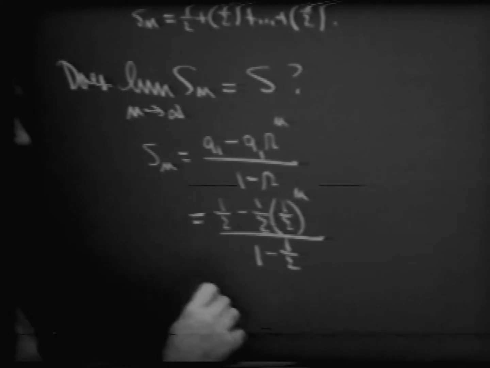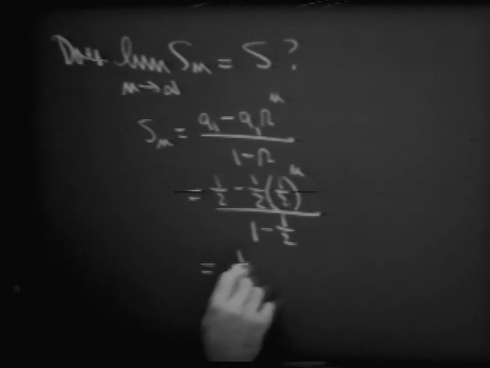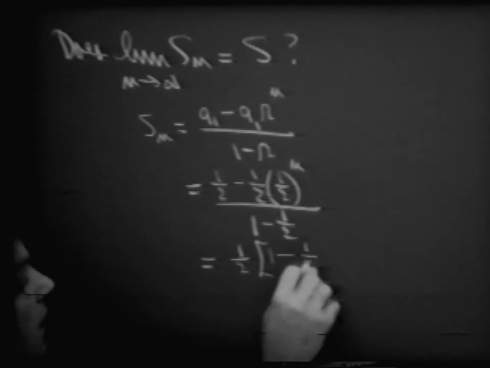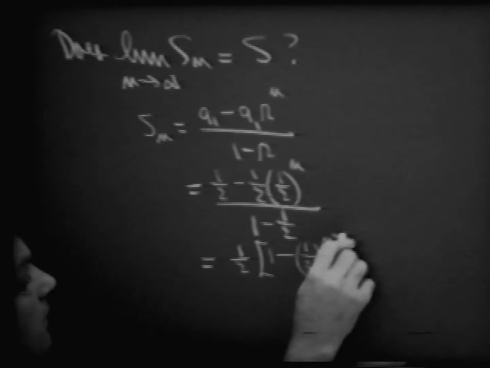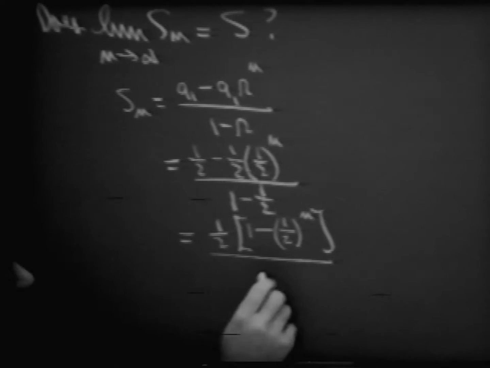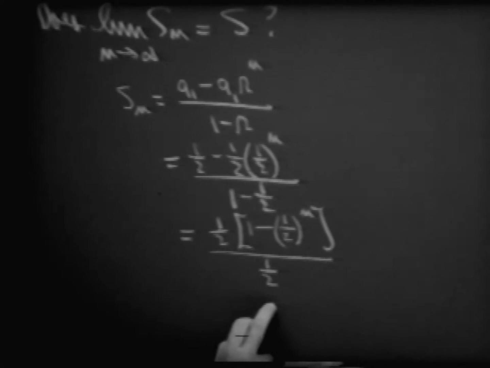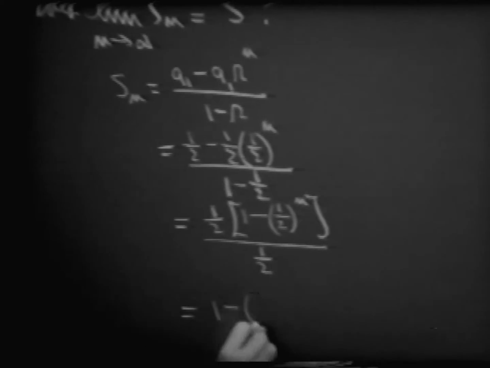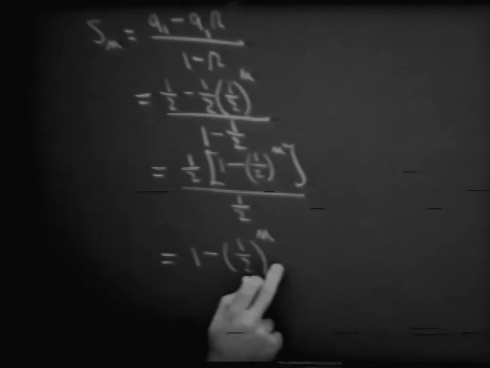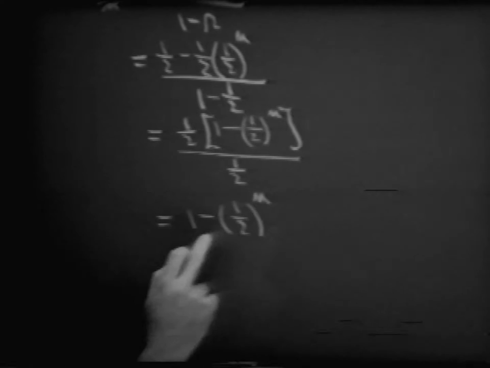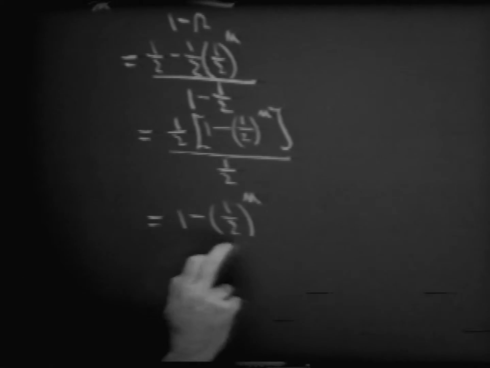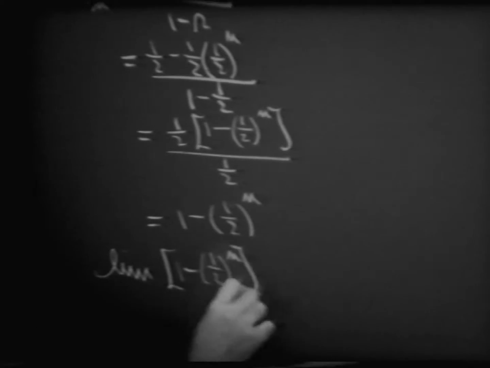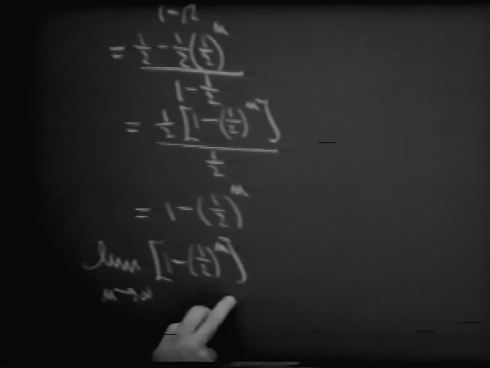We may factor out of the numerator the number 1/2 using our distributive property. We have left 1 minus 1/2 all raised to the nth power, divided by 1 minus 1/2, which is 1/2. And 1/2 divided by 1/2 is a name for 1, so we're left with 1 minus 1/2 to the nth power. If you remember, this is what we developed last time. Now the question is, does the limit of S sub n, namely of this thing, the limit of 1 minus 1/2 to the nth power as n goes to infinity, exist?